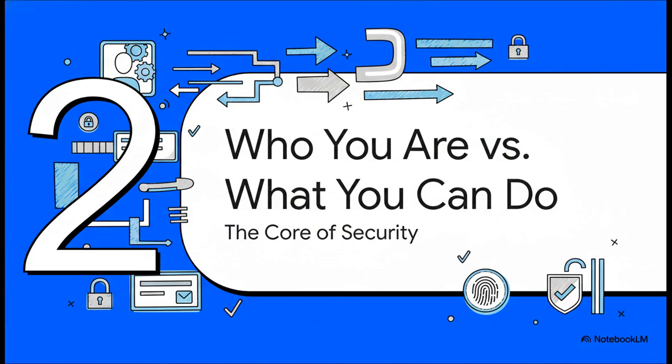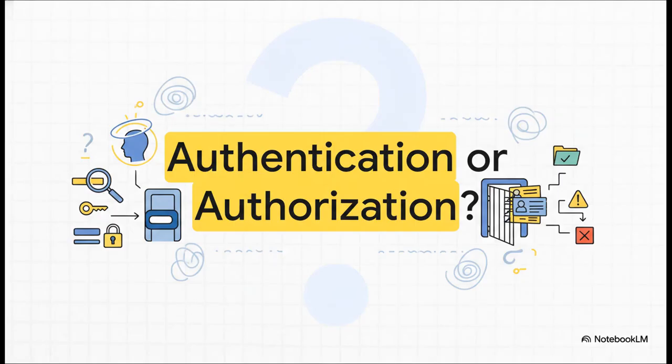The JWTs, the 3 parts, all that. But to really get it, we need to understand the why. And that brings us to 2 of the most fundamental concepts in all of security. Concepts that, honestly, get mixed up all the time. So, what's the difference? Are we talking about proving who you are, or are we talking about what you're allowed to do? It sounds simple, but getting this wrong is a classic trip-up for so many developers, and it can lead to some really serious security holes if you don't understand the distinction.